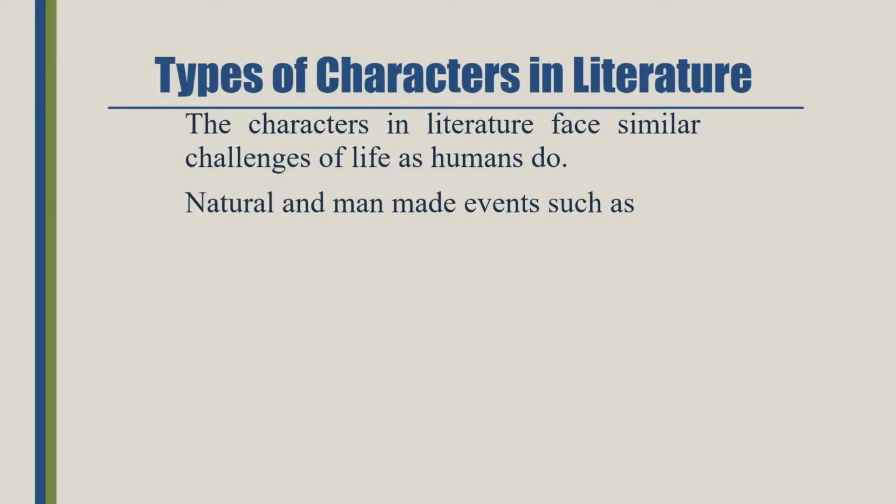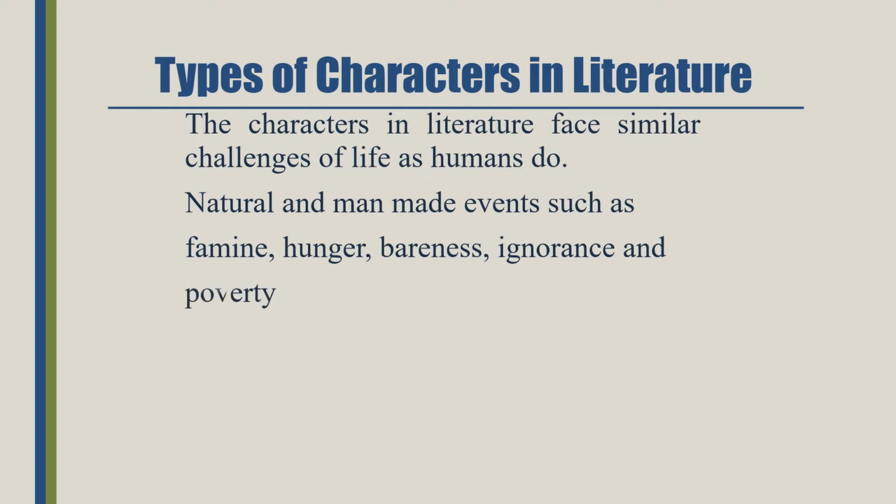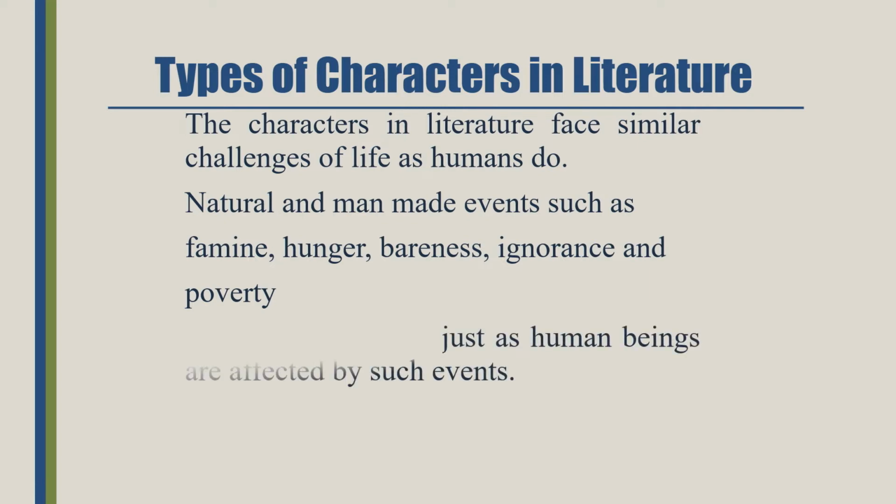So we are saying that natural and man-made events such as famine, hunger, barrenness, ignorance, and poverty are examples of things that happen to human beings. Some are natural, some are man-made, right? We say that drought affects them just as human beings are affected by such events. Drought is a natural event. It's not a man-made event.